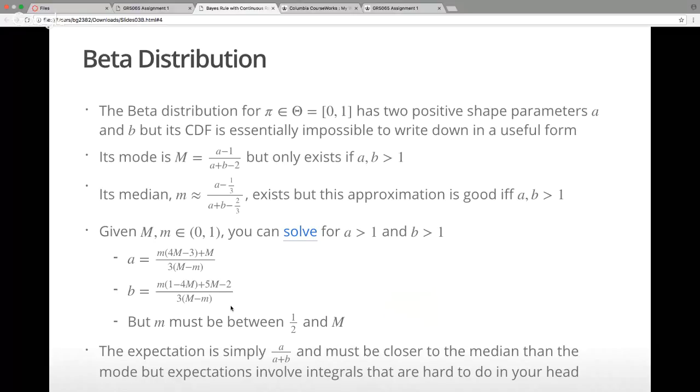All right, so we had some prior modes and prior medians there. We could solve for the corresponding values of A and B that correspond to what any public health professional might believe about the probability that this could cure a person.